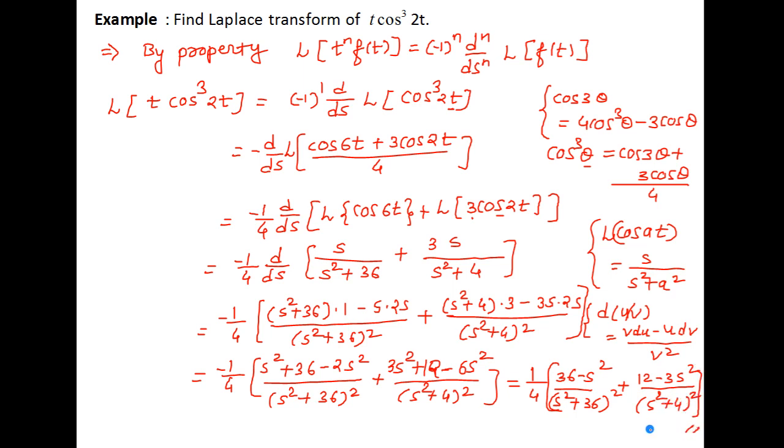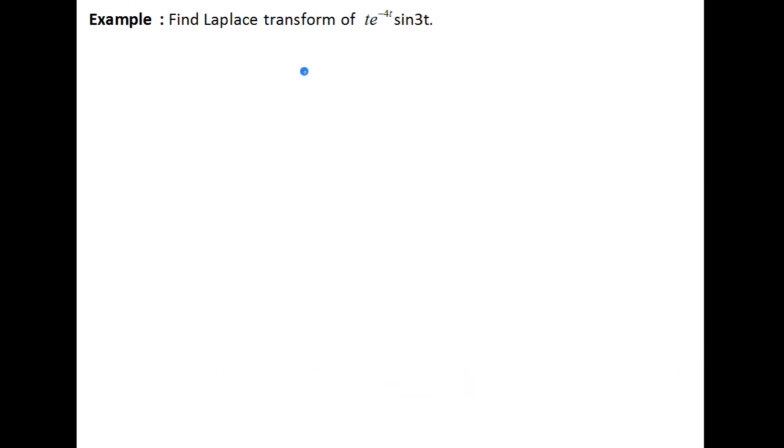So this is how we can use the property of multiplication by powers of t to find the Laplace of a function. I hope you understand the example. So this is one more example that we are going to solve in the next video.